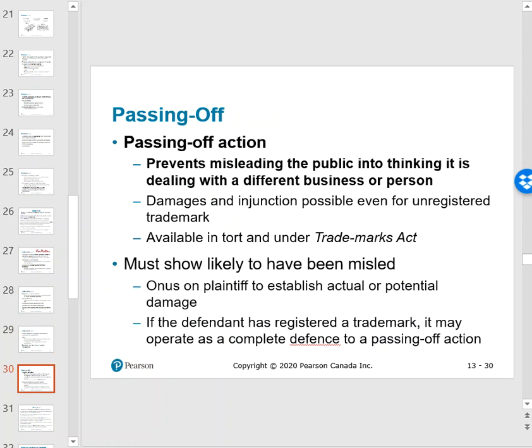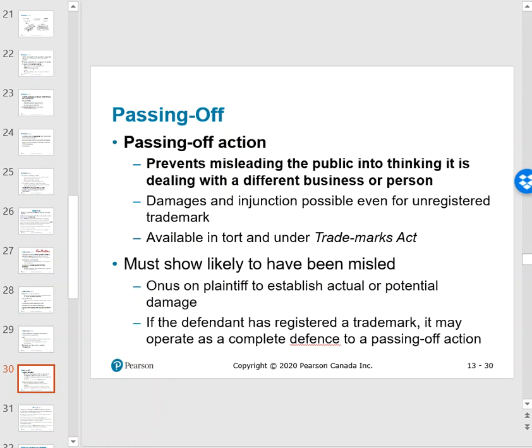Passing off. You saw this tort in chapter 4, torts that are related to business, impacting businesses. So here, why does this tort exist? Well, first of all, if you have a registered trademark and someone is using your trademark without your authorization or without paying the proper fees, etc., you may sue them under the Trademark Act for trademark infringement.